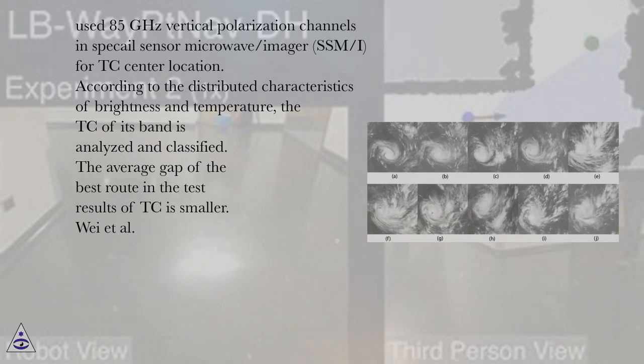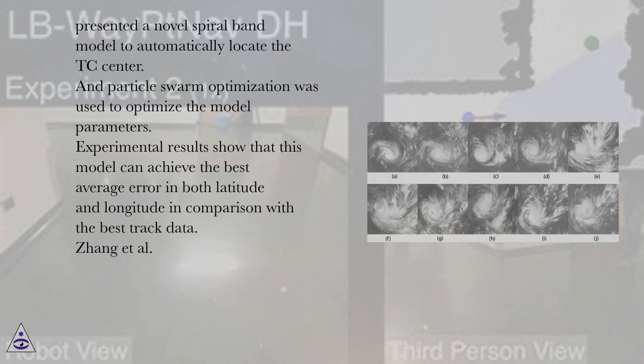Wei et al. presented a novel spiral band model to automatically locate the TC center. And particle swarm optimization was used to optimize the model parameters. Experimental results show that this model can achieve the best average error in both latitude and longitude in comparison with the best tracked data.